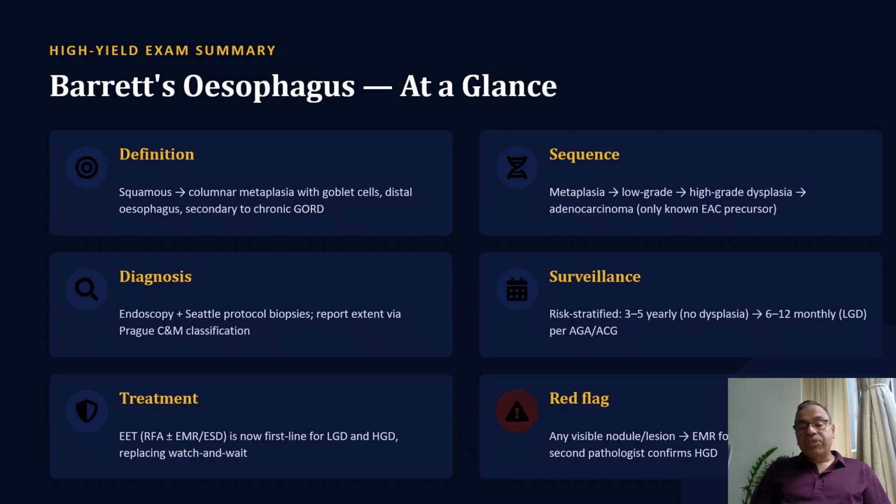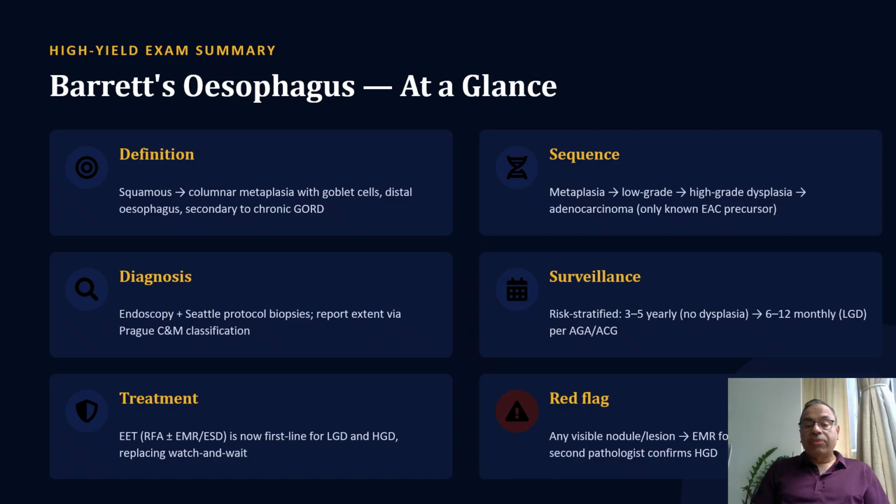Just to now recapitulate what we have just seen in a few important points. What exactly is Barrett's esophagus? From squamous to columnar metaplasia with goblet cells seen in the distal esophagus secondary to chronic gastroesophageal reflux disease. The sequence is from metaplasia to low grade to high grade dysplasia and ultimately adenocarcinoma. Diagnosis is done by endoscopy. Seattle protocol biopsies, where there's a 4-quadrant biopsy, should be done every 1 to 2 centimeters of Barrett's esophagus segment. Report extent via Prague CNN classification.